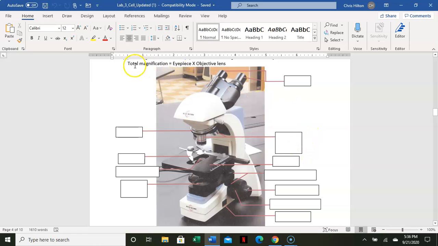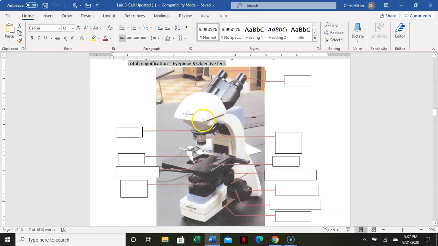When you find out total magnification, you multiply the eyepiece magnification, which is 10x, times the objective lens, which varies depending on which one you're using. So again, for scanning it's 4, low is 10, and high is 40. So we'll multiply these together to get total magnification. At scanning power, the total mag is 40x. At low power, 10 times 10 is 100x. And at high power, 10 times 40 is 400x.